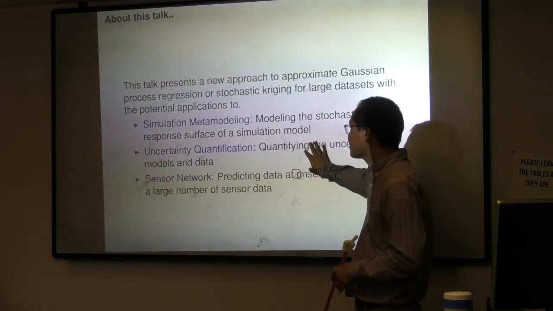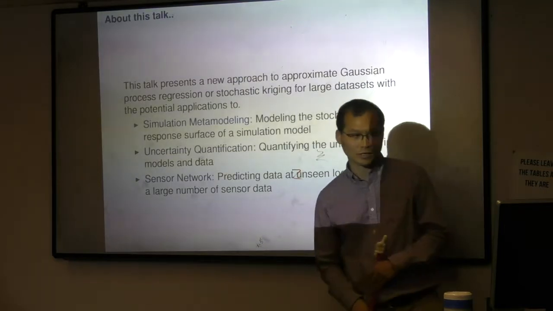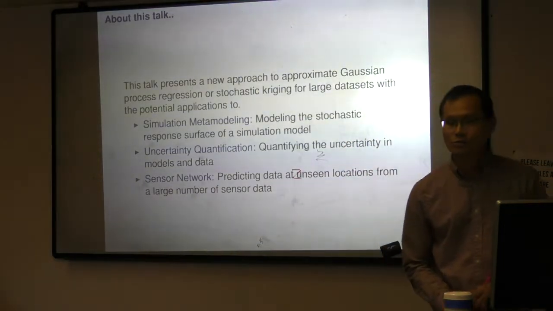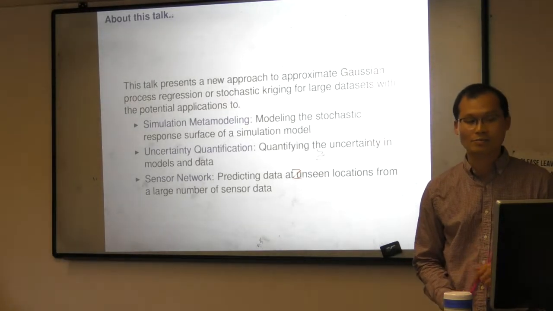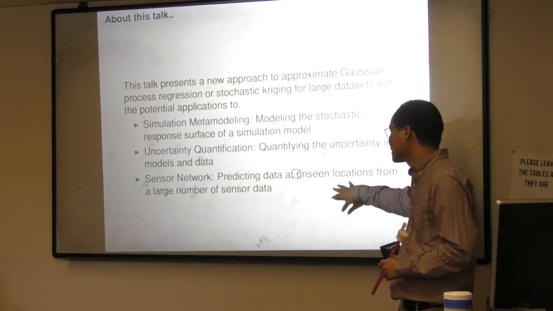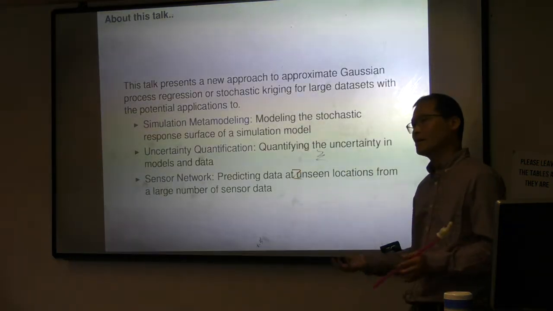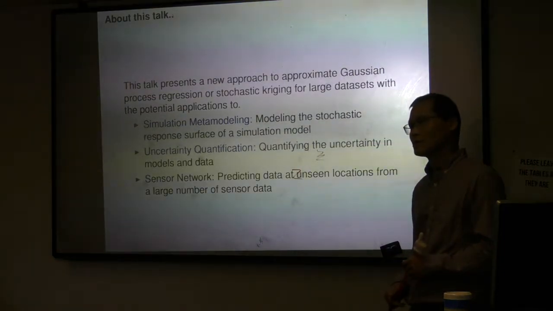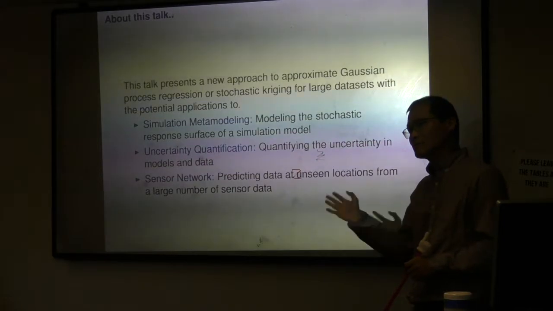The other application is uncertainty quantification. We have a lot of stochastic processes in real practice, and we would like to quantify the uncertainty there. This is another problem that we are looking at. The last one is sensor networks, related to remote sensing from satellites. We have a collectively large number of observations, but that data still does not cover all the space of the measurements.